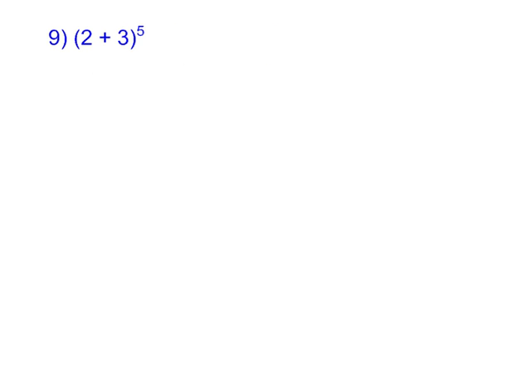Problem number 9 says, in parentheses 2 plus 3, and then the whole thing to the 5th power. Remembering order of operations, we have to do parentheses first. So 2 plus 3 is 5. And now we do 5 to the 5th power, which is 5 times 5 times 5 times 5 times 5, which equals 3,125.